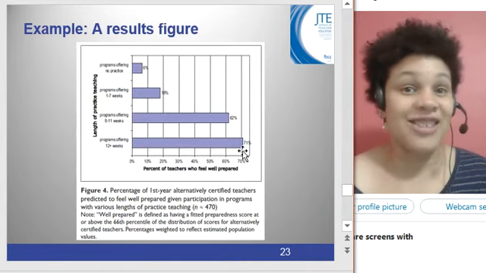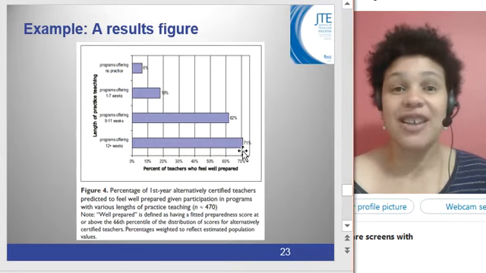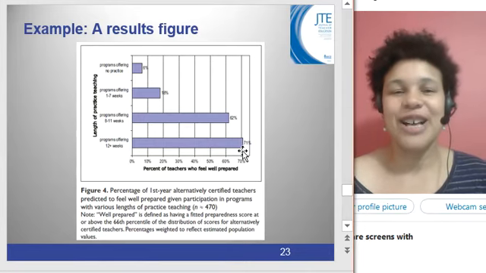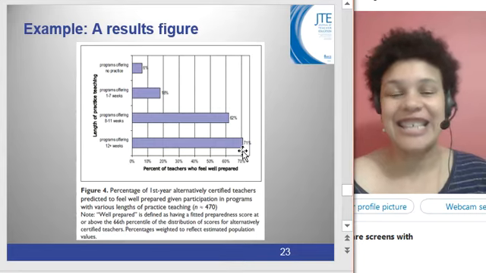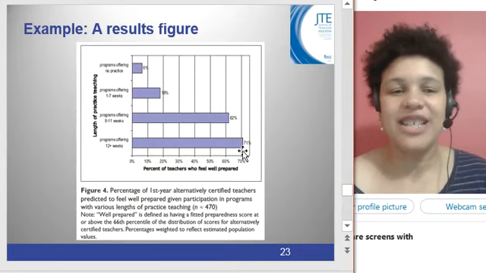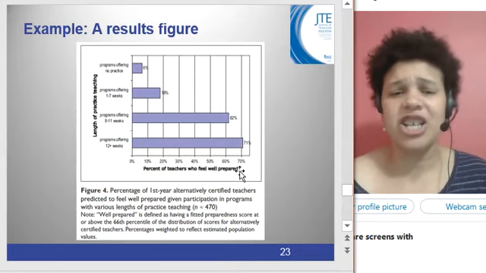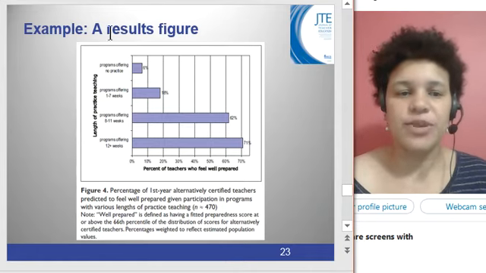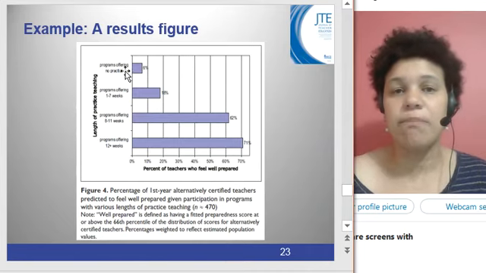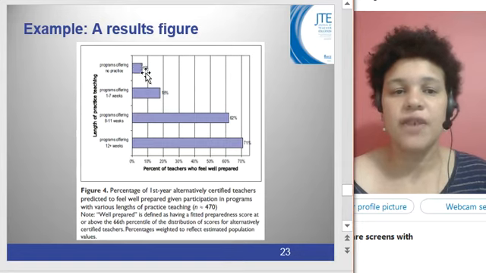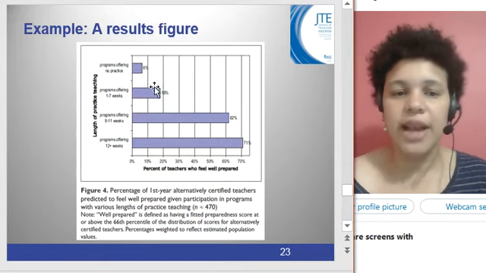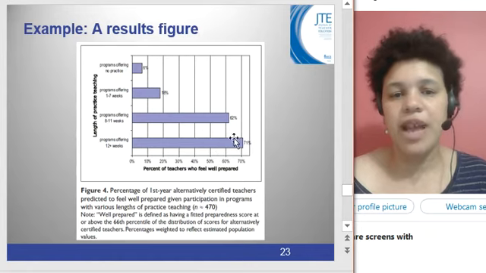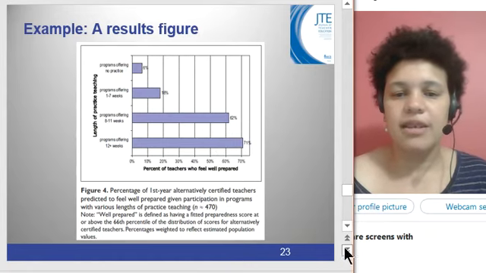By the way, Augusta University offers excellent student teaching lengths to their prospective teachers, and they have, I believe, a year of practicum or more of time in classrooms. Okay, so you see that there's a big difference, right? The graph shows clearly there's a big difference in terms of how well prepared teachers feel when they have no or very little practice compared to where they have more substantial practice. Okay.